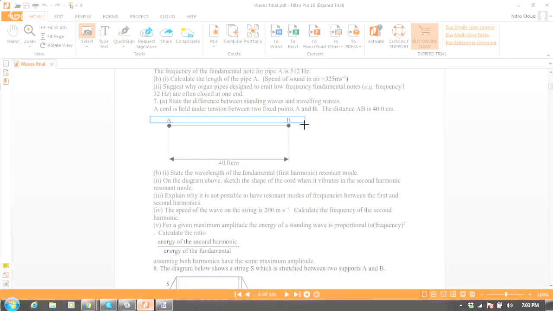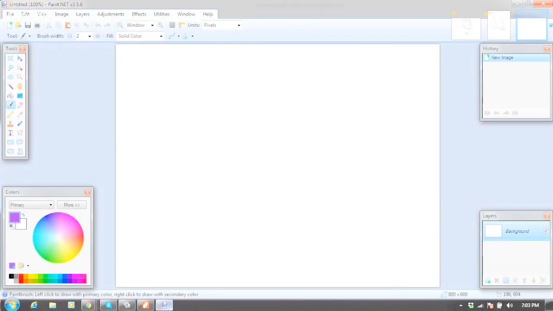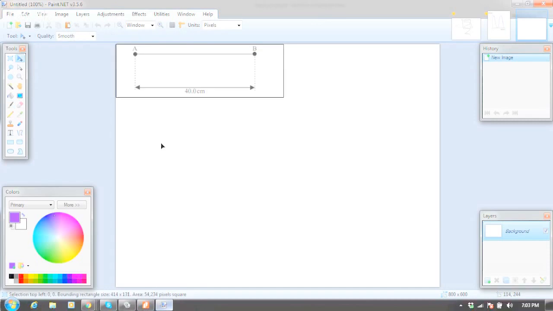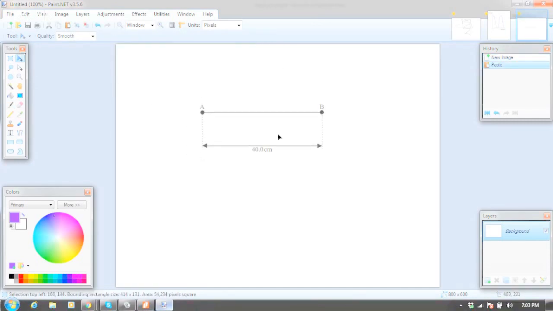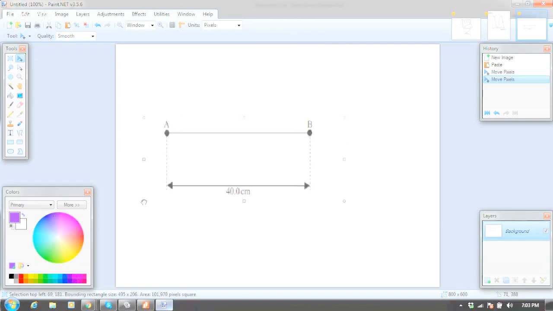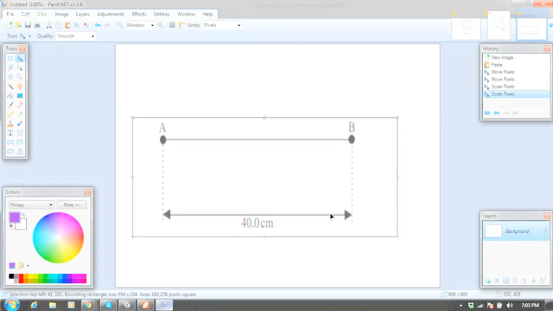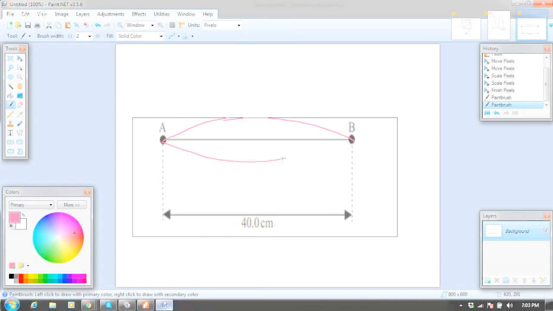So if I pick this part, we know one thing. Copy it here. Here we go. Okay, let's expand this a little. Clear. So whenever there is a stretched string and there is fundamental frequency, the fundamental frequency is always formed like this. There will be nodes at the ends and there will be an antinode at the center.